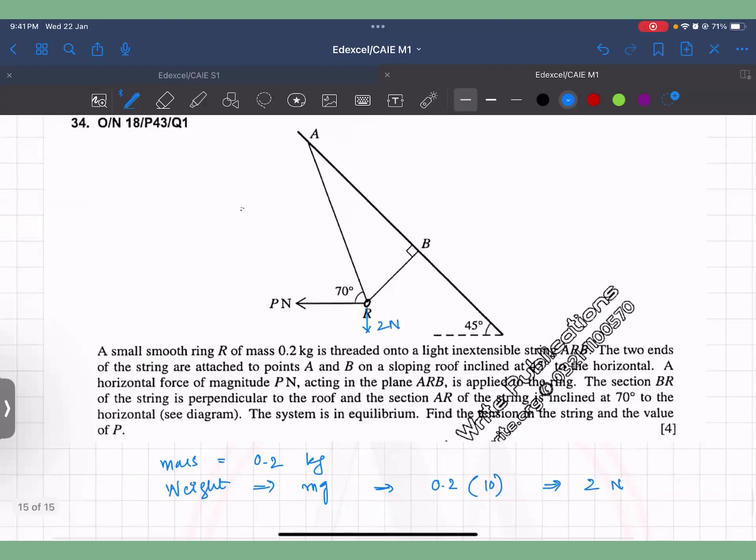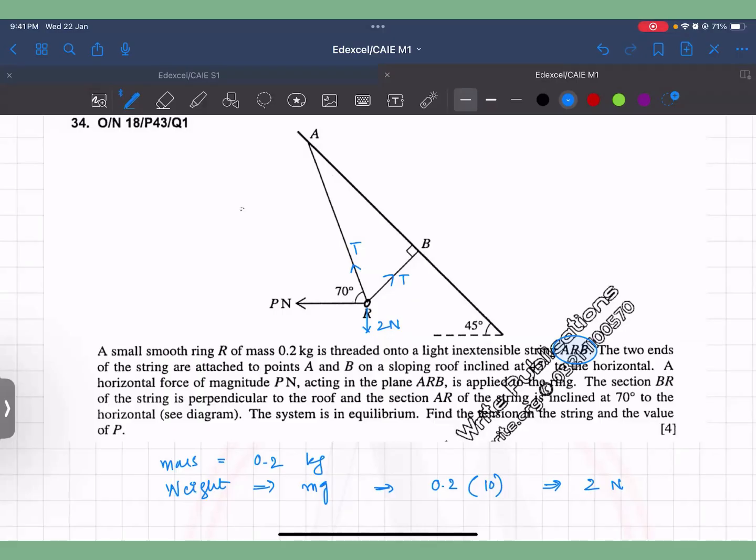Then the two ends of the string are attached to the light inextensible string. So this is one single string, ARB. ARB is a single string. I told you whenever it is a single string, the tension is the same. So tension would be T like this and T like this, the same tension T. A horizontal force of magnitude P acting on the plane is applied to the ring.